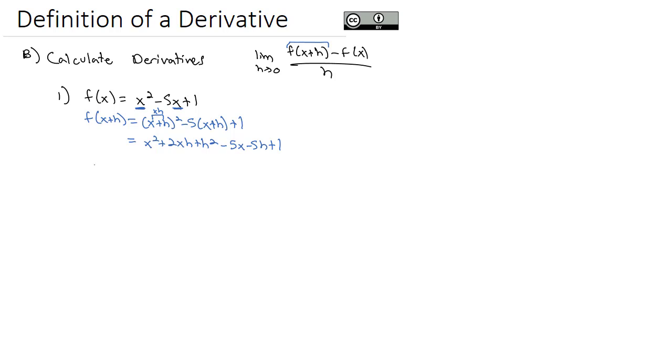Then if I go to the definition of the derivative, the derivative of the function is equal to the limit as h goes to 0 of the f of x plus h, which is x squared plus 2xh plus h squared minus 5x minus 5h plus 1. Subtract the original function, which is x squared minus 5x plus 1, all over h. And notice I took the time to put that original function in parentheses because that negative sign is going to have to distribute through to everything.